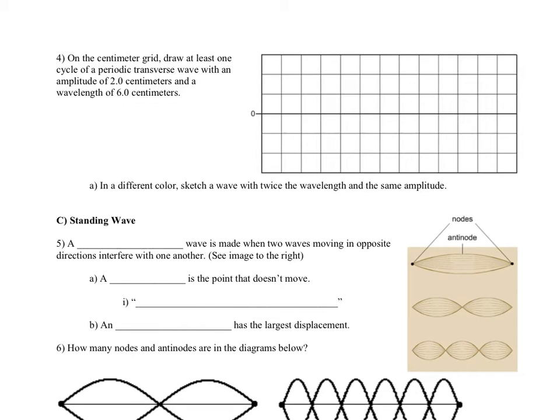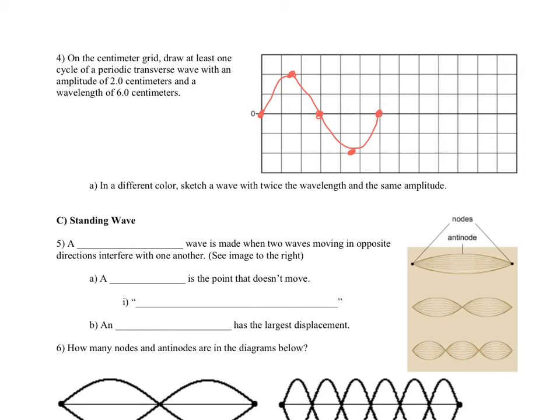The next one here says on the centimeter grid, so that means that each of these boxes is 1 centimeter by 1 centimeter. Draw at least one cycle of a periodic transverse wave with an amplitude of 2 centimeters and a wavelength of 6. So I'm going to draw my 3 dots to start, one at the beginning, one at the end. So I'm going to count 6 boxes, 1, 2, 3, 4, 5, 6, and one at the middle. Has an amplitude of 2 centimeters, so it's 2 boxes up. So I'm going to go between the first and second dot, and the second and third dot, and I got my nice wave here. It doesn't have to be perfect as long as you get the idea.